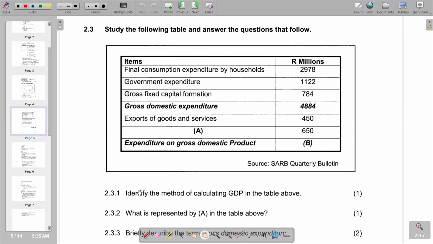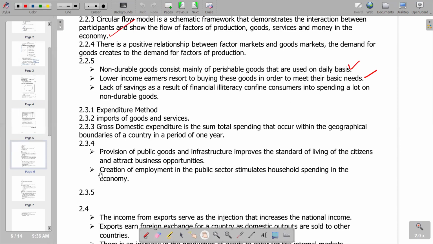Then we are given 2.3.1, which reads: identify the method of calculating GDP in the table above. Remember, when calculating GDP, we can use the income approach, the expenditure approach, and also the output approach, depending on the method used. If you look at the table that we are given, it shows expenditures. So obviously this is going to be the expenditure approach. So the expenditure method is the method that we have.